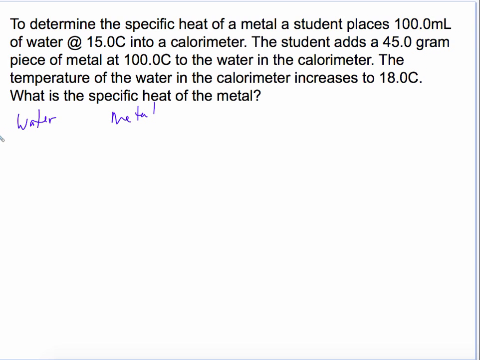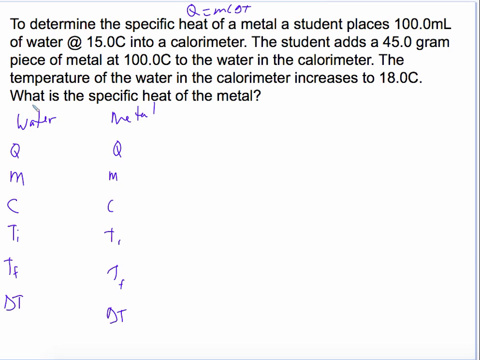And what you're going to need to know for both of them are whatever's in the Q equals MC delta T equation: Q, M, C, T initial, T final, change in temperature. All the possible variables. Same thing for the metal. Okay, so you make a list of the givens.